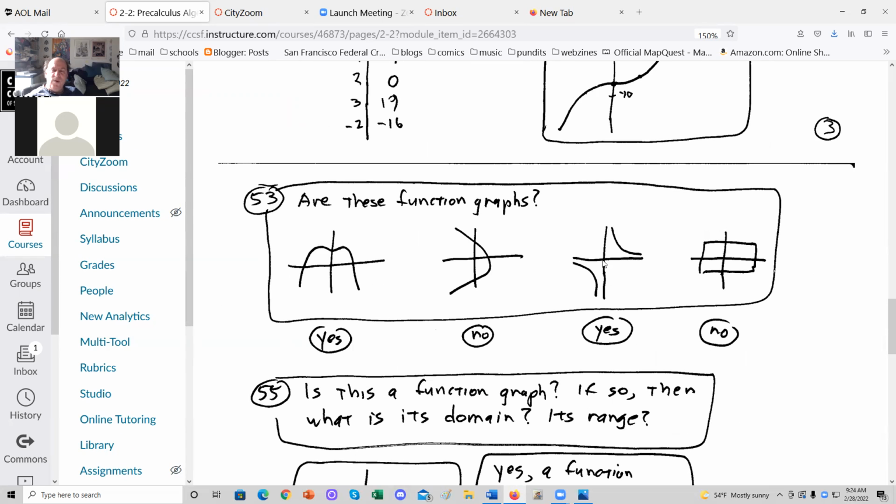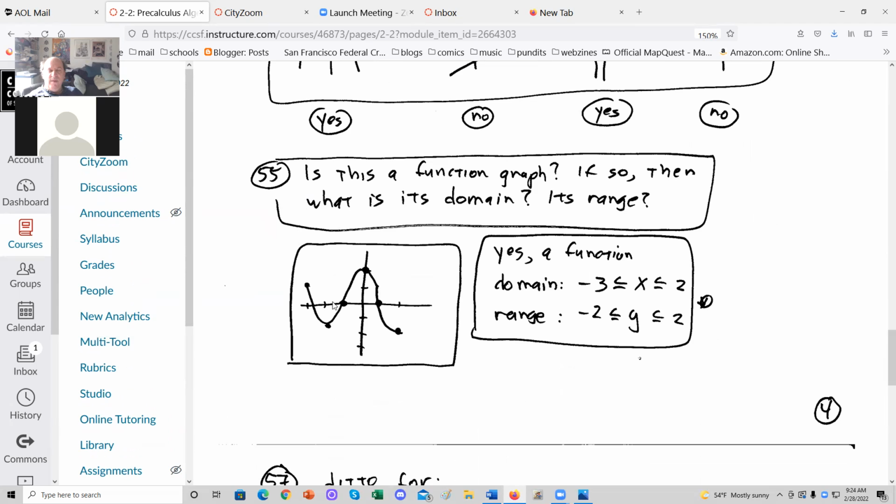Here, these 4 graphs, are they graphs of functions? Here, yes, every vertical line meets it but once. Here, no, this vertical line meets it twice. Here, yes, every vertical line meets it, except at x equals 0. So x equals 0 is outside the domain of this function. And here, no, because this vertical line meets the graph twice. So it's not a graph of a function.